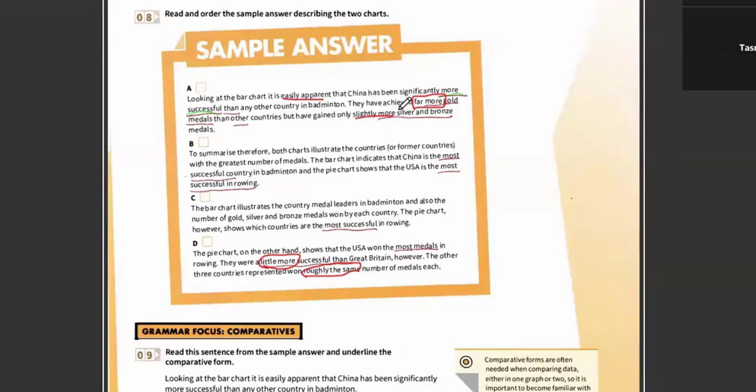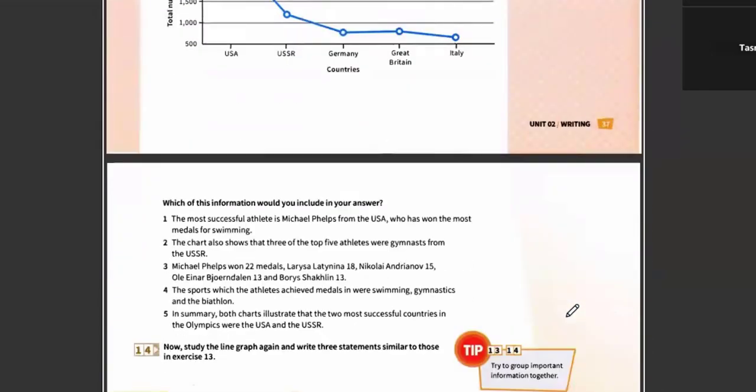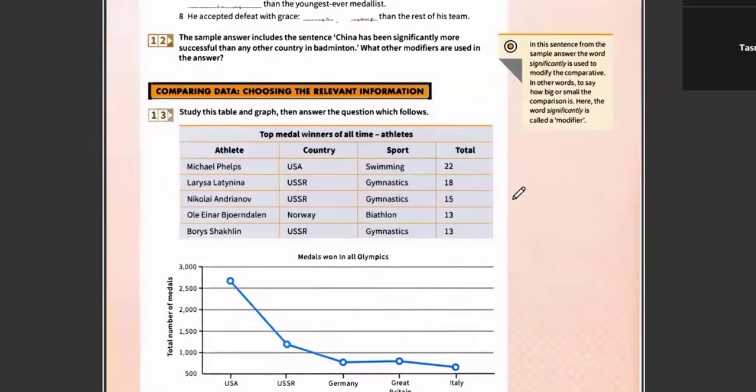So the five modifiers are: here the modifier is easily, here the modifier is far, here the modifier is slightly, here it is little, and here is roughly. Very good. Excellent work. Now, moving on to our last activity for today, second last actually.